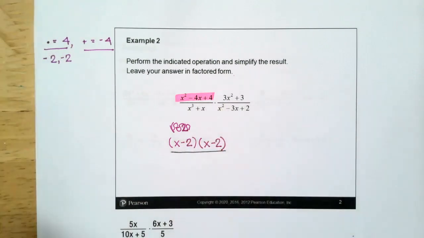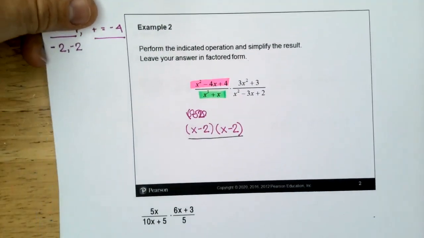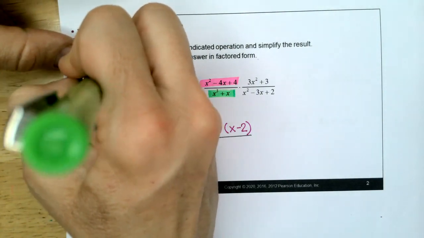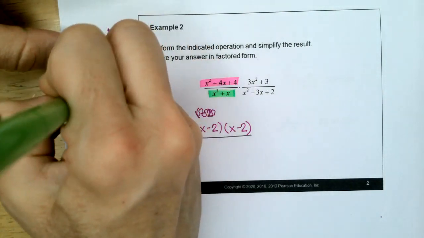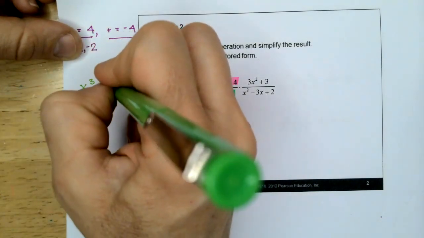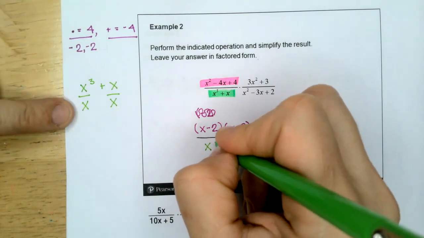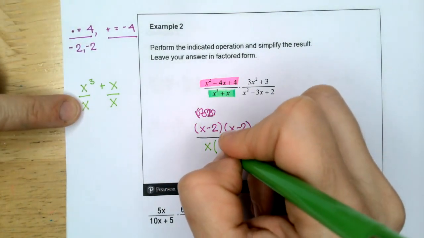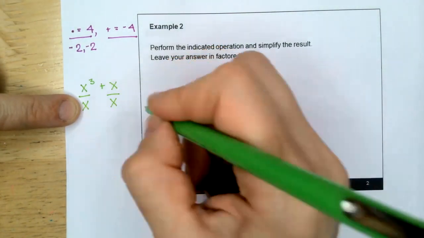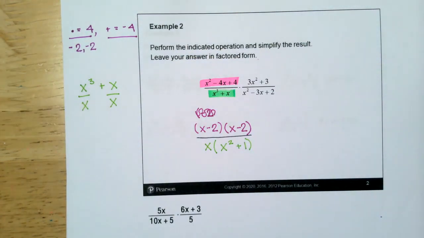X cubed plus x. Give that a different color. X cubed plus x can become, what can I do with x cubed plus x? I can factor out a term. I can factor out an x because it is common to both the x and the x cubed. So that becomes x on the outside. X cubed divided by x is x squared. X divided by x is just 1. Okay?